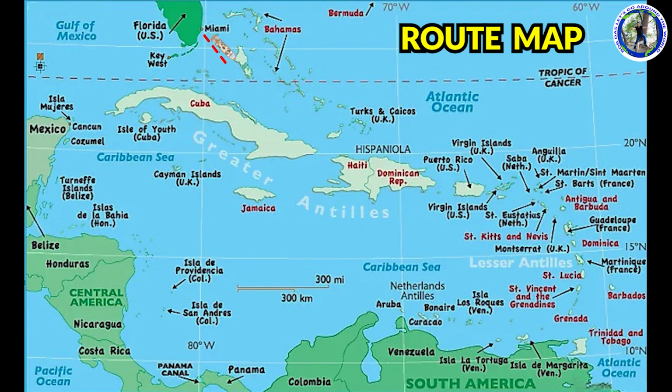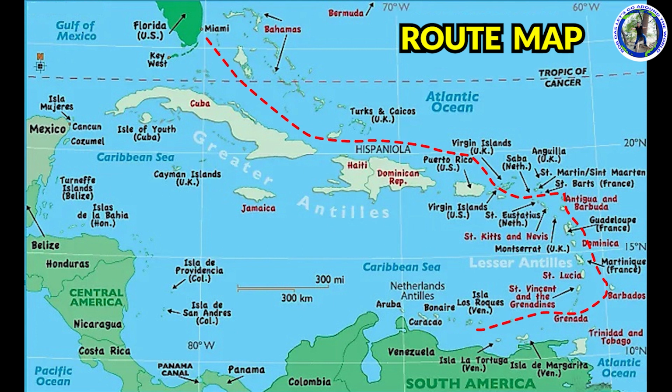We sailed from Miami and, staying 2 nights on sea, we reached the capital city Charlotte-Amalie of US Virgin Islands. From there, we sailed to St. John's City of Antigua and Barbuda. Next, we sailed to Bridgetown, which is the capital of Barbados Island. After that, we went to St. George, capital of Grenada.